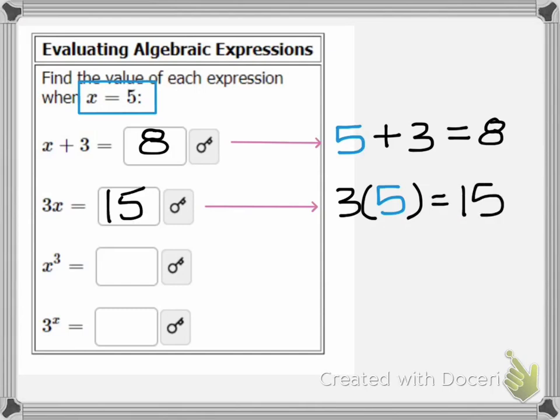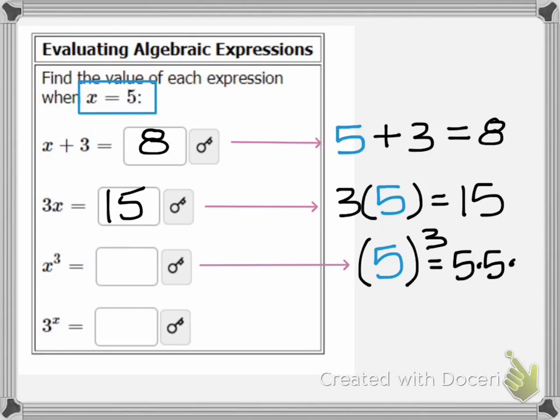In the next one, we have x to the power of 3. So now the variable is our base. That means I have an open set of parentheses, and whatever I put inside those parentheses is my base raised to the third power. So I have 5 to the third power, which means I have 3 factors of 5: 5 times 5 times 5, and I get an answer of 125.